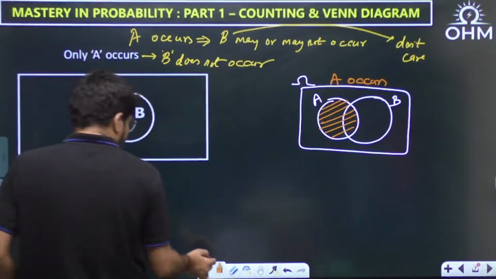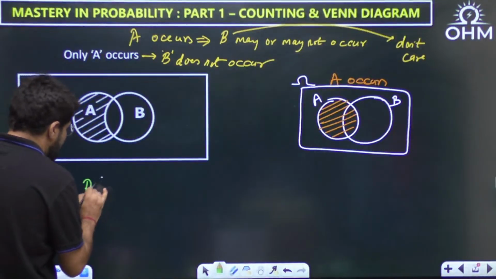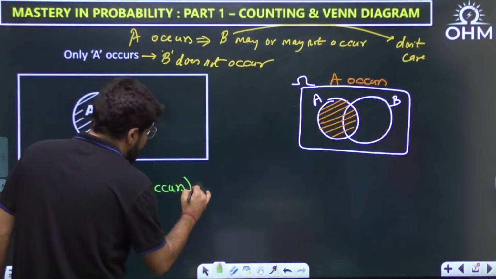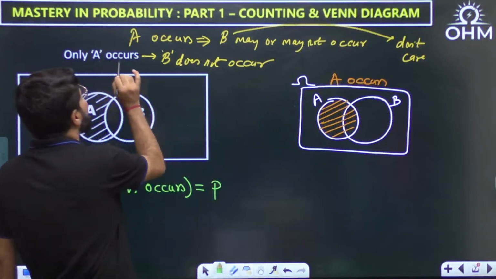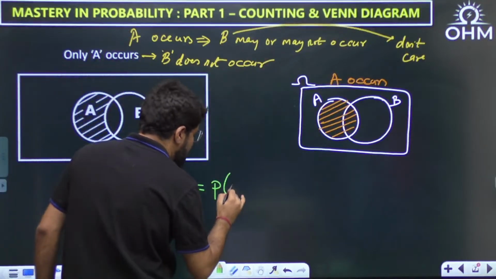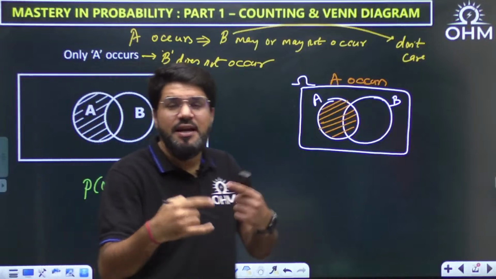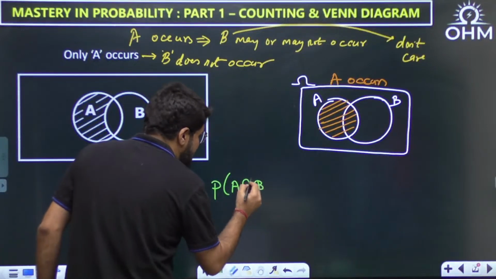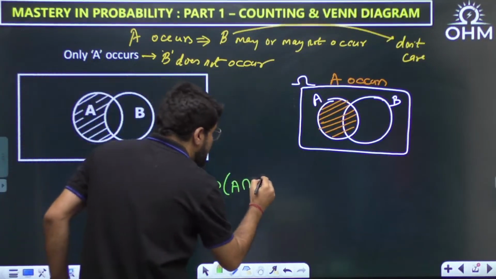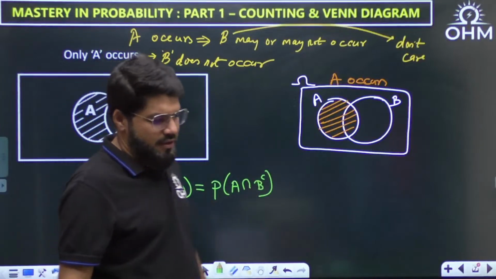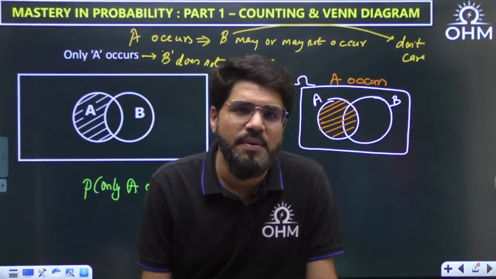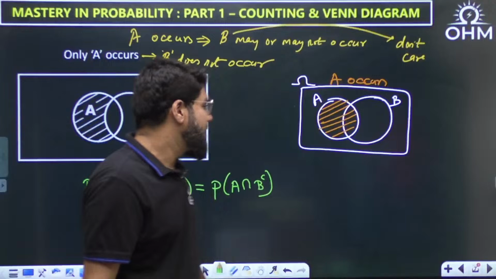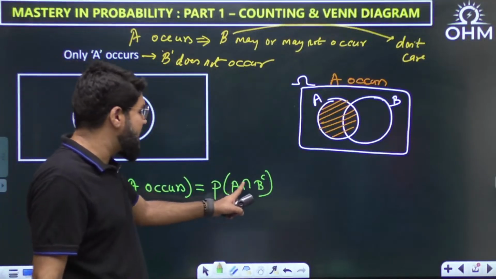So what is the formulation now? When I say probability only A occurs, A occurs also means that B should not occur. A should happen, and that is represented by intersection, as I told you. So A and means intersection, and B should not occur. I will call it B complement. B occurs is B, B does not occur is B complement. So I can call it only A occurs. That means A occurs and B does not occur.